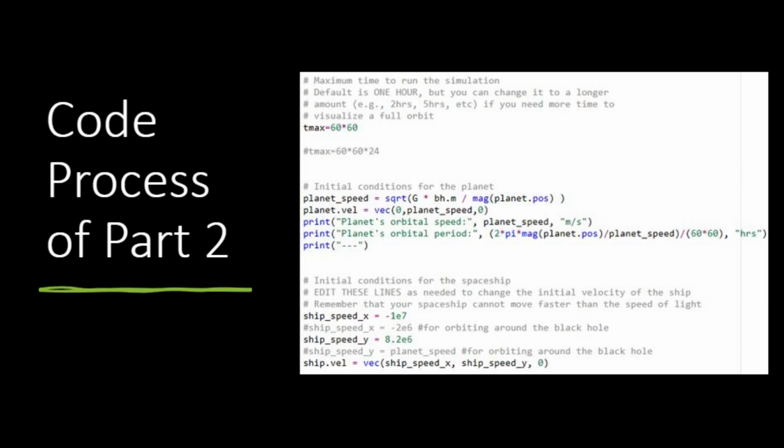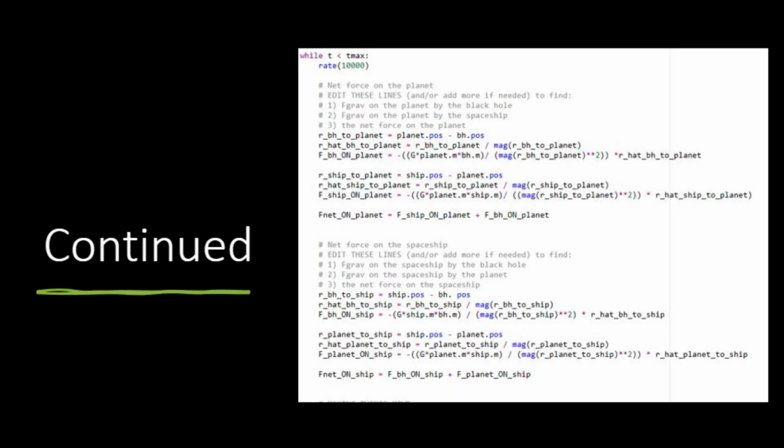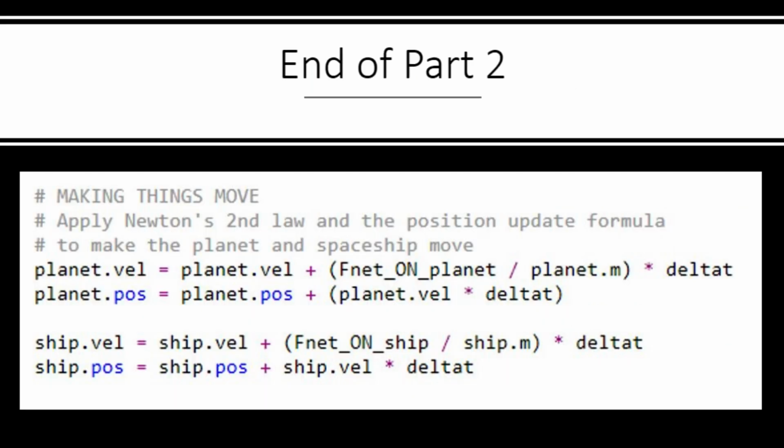The second snippet of code gave us new information, such as the planet's speed and velocity. The ship's speed was found through trial and error. In the next portion of the code, I calculated the forces of the black hole onto the ship and the planet, the force of the planet onto the ship, and the force of the ship onto the planet, which gave me the net force on the planet and the net force on the ship. Finally, I used those net forces to update the planet's and ship's position and velocity.